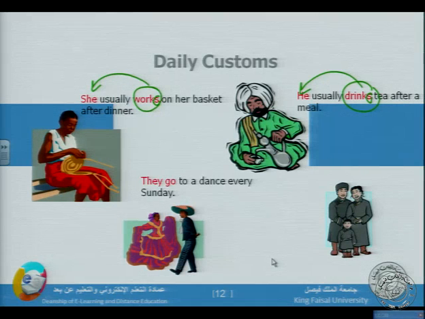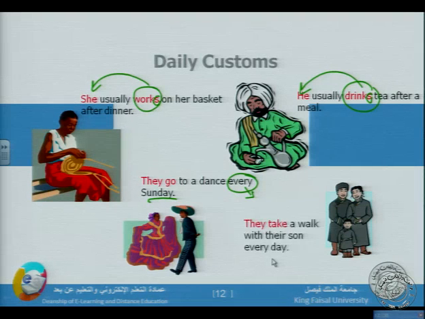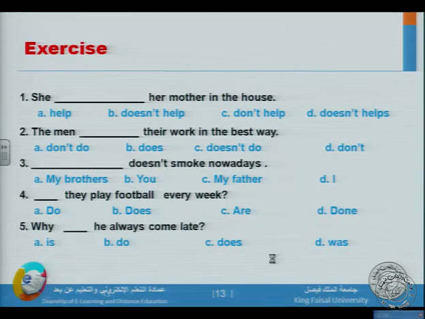They go to dance every Sunday. Every Sunday كل أحد. It's a daily custom. It's a daily habit. أيضا every is one of the signs that indicates the sentence is used in simple present, or present simple. It's the same. They take a walk with their son every day. لاحظوا ما أضفنا s. لماذا؟ لأنه ذي جمع. هنا ما أضفنا es لأنه ذي جمع. Okay? Let us do a kind of exercises.